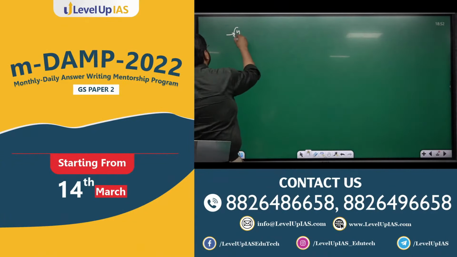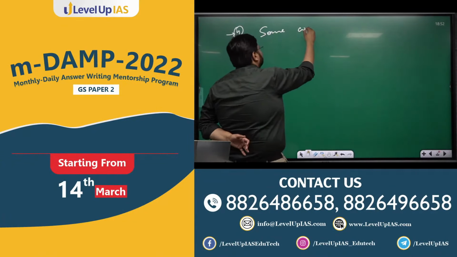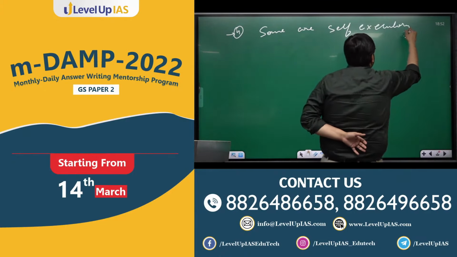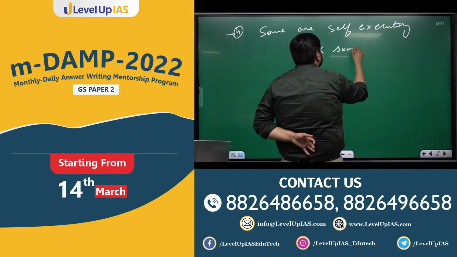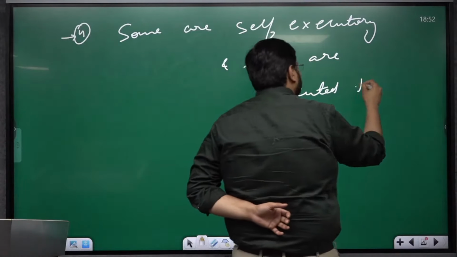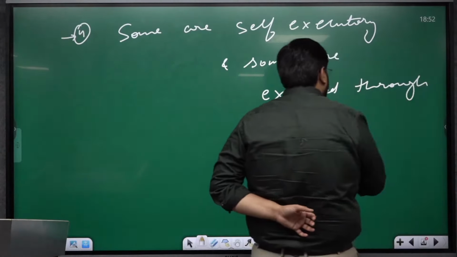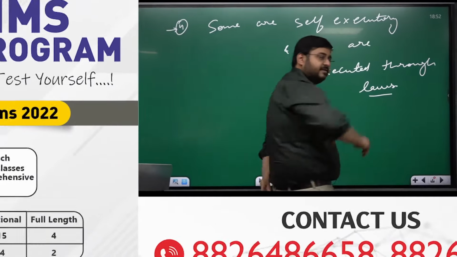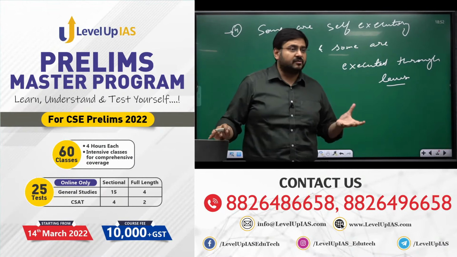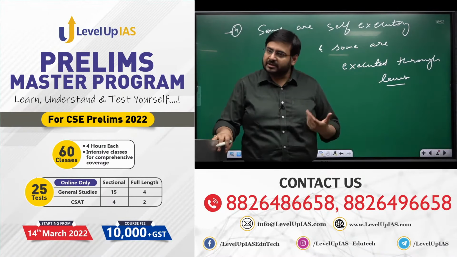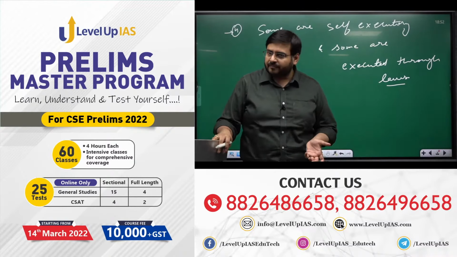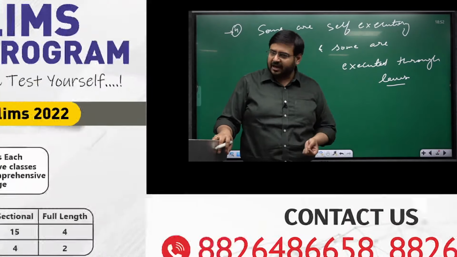Now, some rights are self-executory and some are executed through laws. For example, there is a prohibition on discrimination on the grounds of religion, race, caste, sex or place of birth. No need to have a law for it. It is just prohibited. But the right to education you can only provide by passing a law, and that is why a law was passed, the Right to Education Act, right?